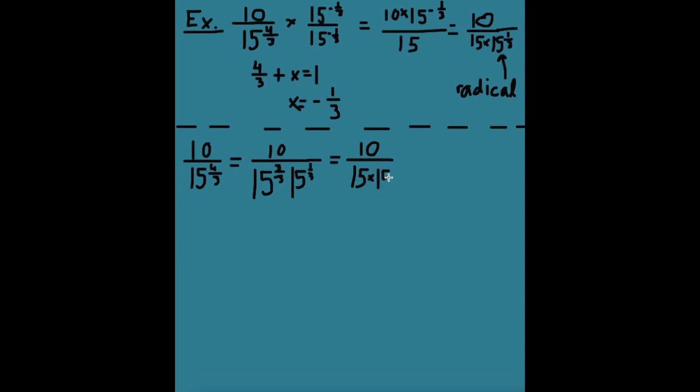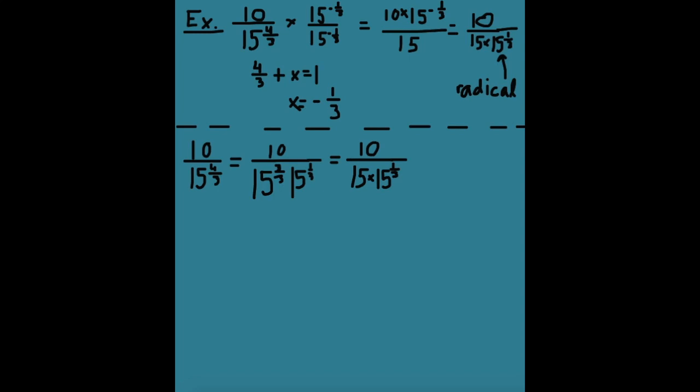We want to split the exponents so that one exponent is equal to a whole number. In this case, one exponent is equal to 1. 15 to the 1st power is simply equal to 15. And we have a 15 to the 1 over 3 power as well in the denominator.